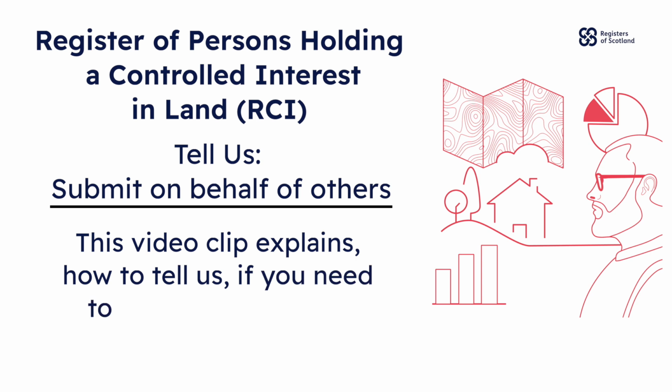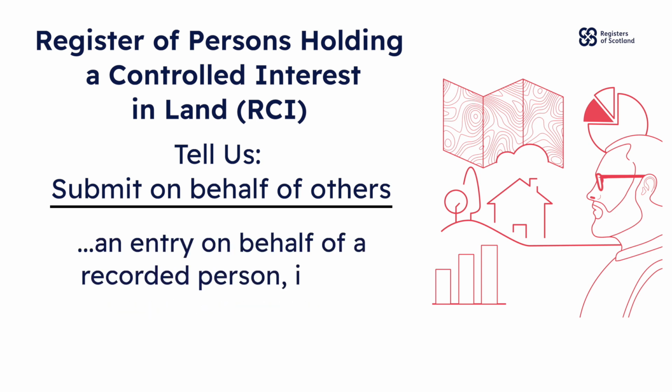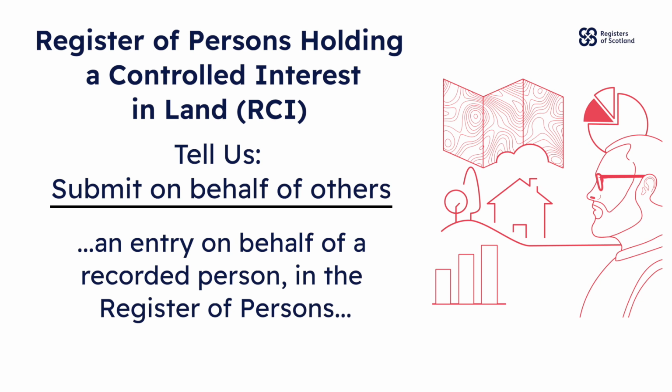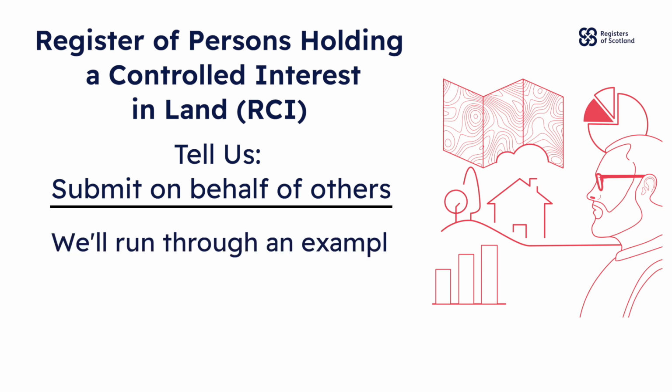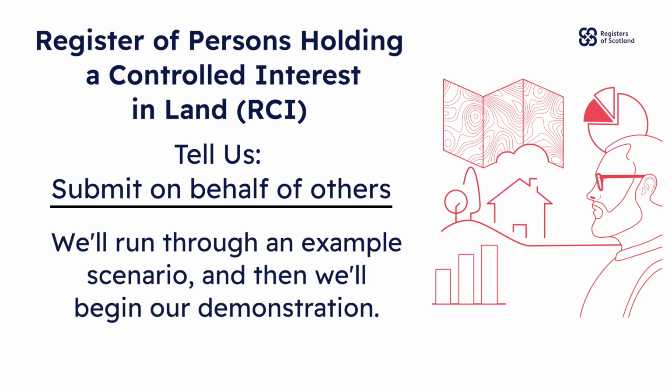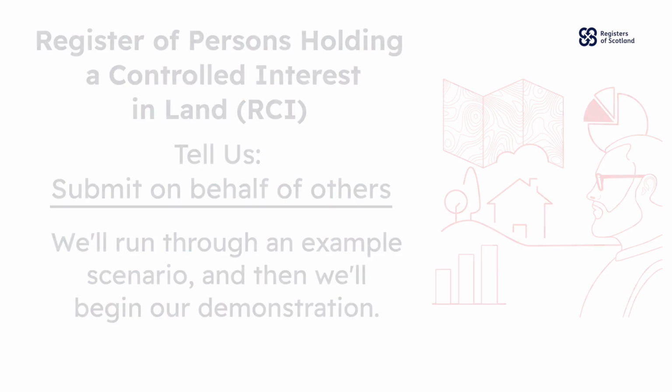This video clip explains how to tell us if you need to create or manage an entry on behalf of a recorded person in the Register of Persons Holding a Controlled Interest in Land, otherwise known as RCI. We'll run through an example scenario, and then we'll begin our demonstration.